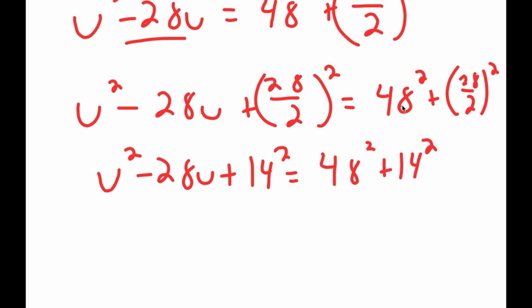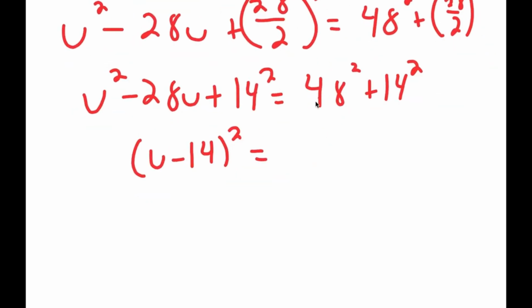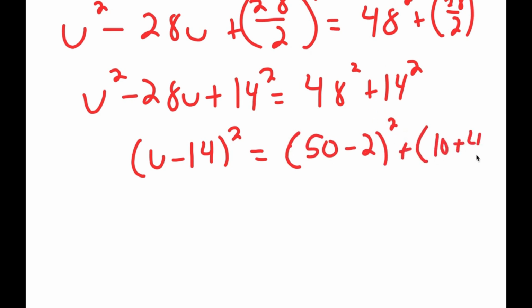And now the reason I used completing the square was because now I can factor this. This turns into (u minus 14) squared, which is equal to 48 squared, which I'm going to rewrite as (50 minus 2) squared, and 14 squared I'm going to rewrite as (10 plus 4) squared.